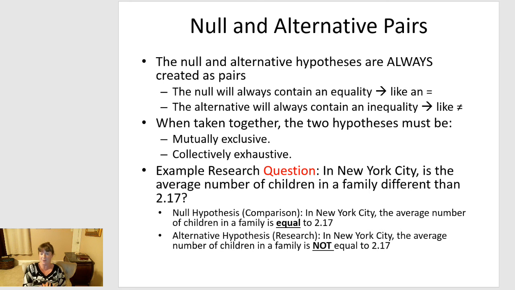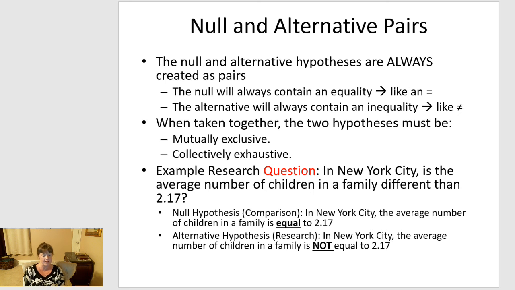Now I'm curious to see if those in New York City are different. If I didn't think being in New York City had any effect at all on how many kids you have, I wouldn't be bothered to do this research, because my research hypothesis is always that I think that there's some effect in the world, some effect of living in New York City on the average number of kids that you have, right? So my research question is, do the families in New York City have a different average number of children than the U.S. in general, where I happen to know the average in the U.S. in general is 2.17.